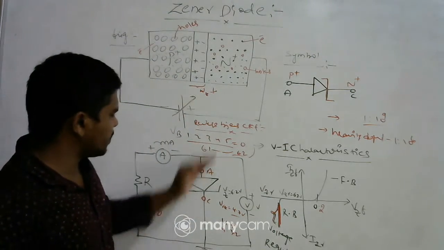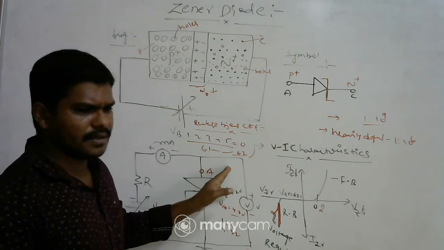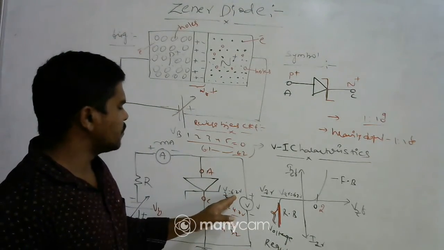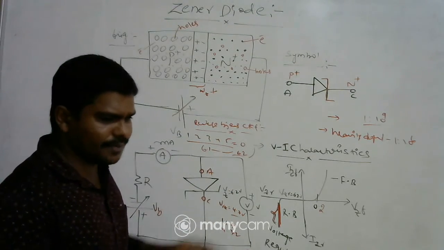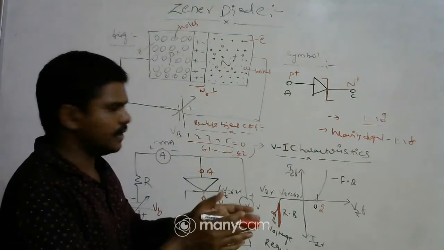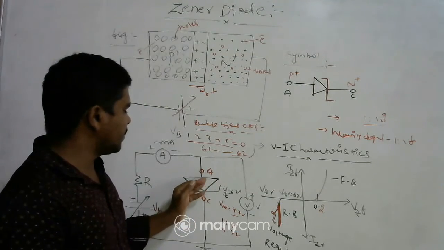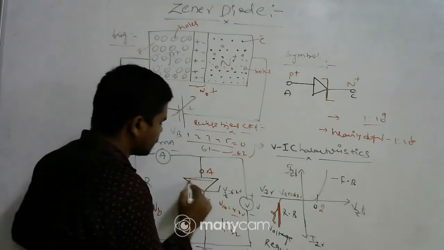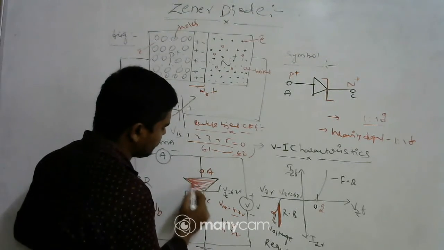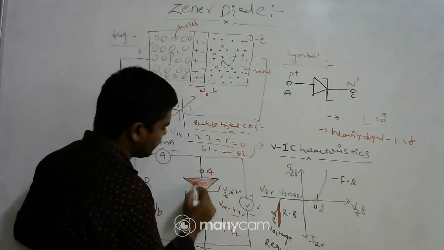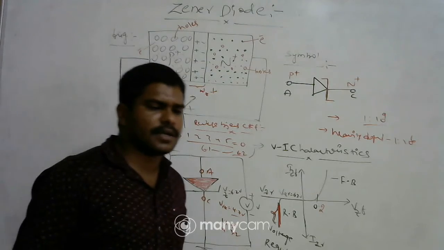Up to what voltage can this diode withstand? Suppose 6.2 volts. If your source voltage is more than 15 volts and you keep it constant for a particular time, what happens? This diode is a heavily doped diode, so at high temperature, breakdown occurs in reverse bias. That breakdown is called Zener breakdown.